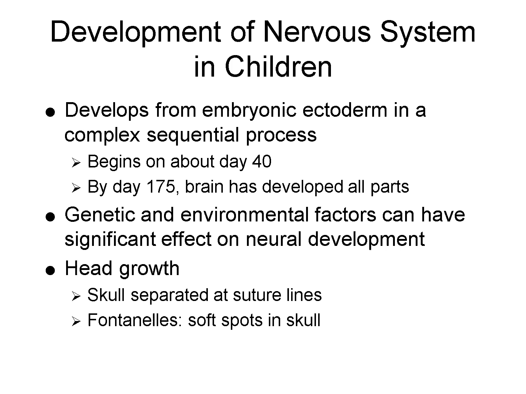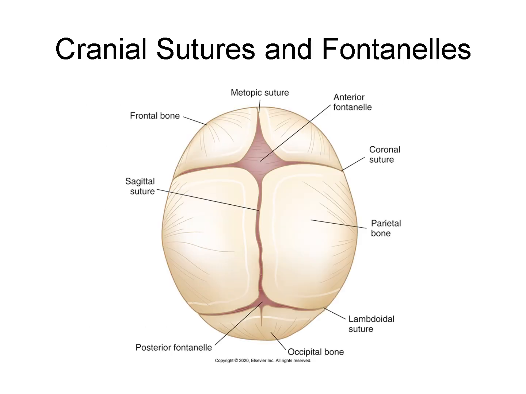Head growth and skull formation occur simultaneously, with bones separated by suture lines and soft areas called fontanelles to allow for brain expansion. Cranial sutures are the fibrous joints between the bones of the skull, and they remain open during infancy to accommodate rapid brain growth.